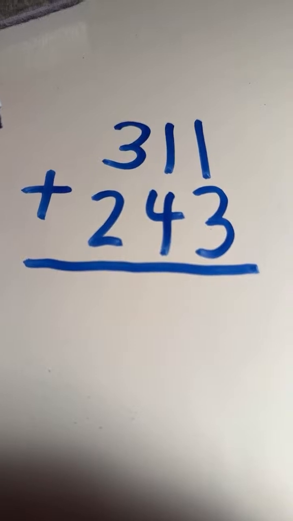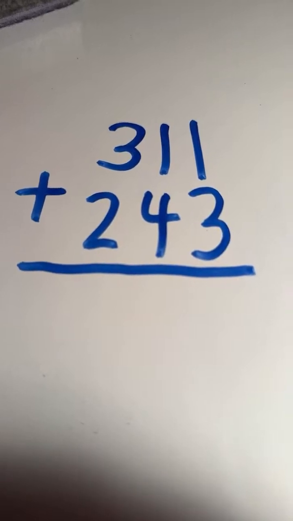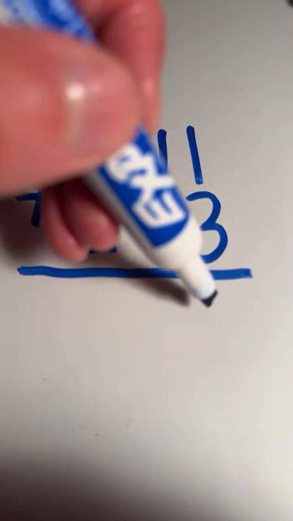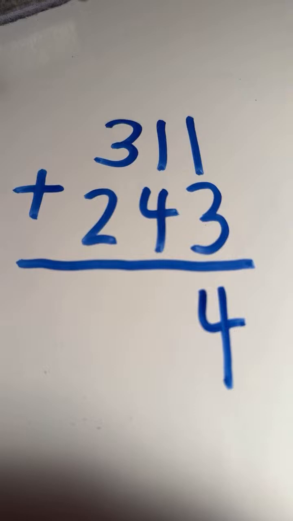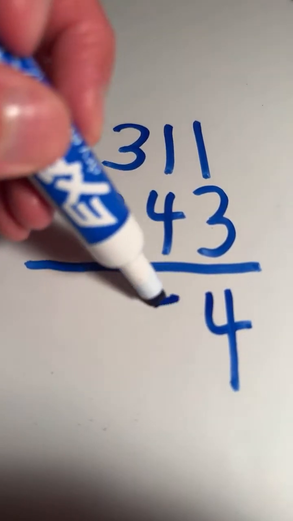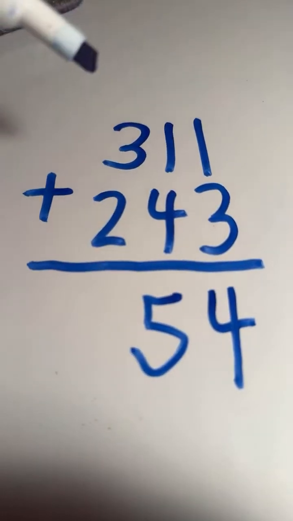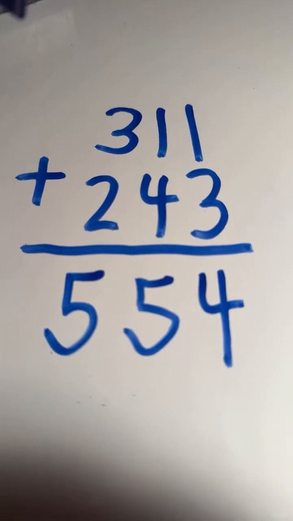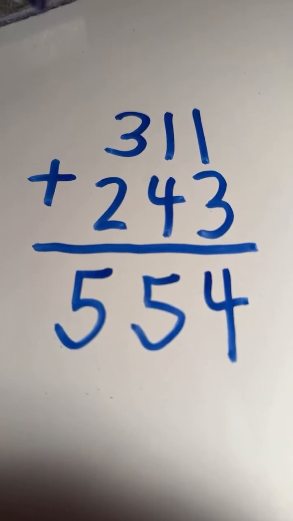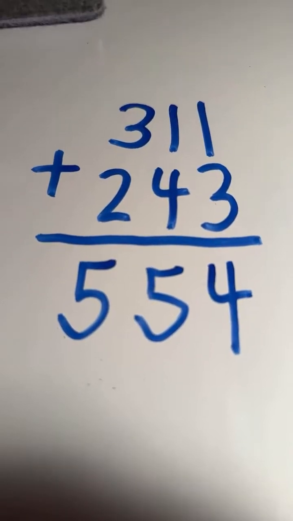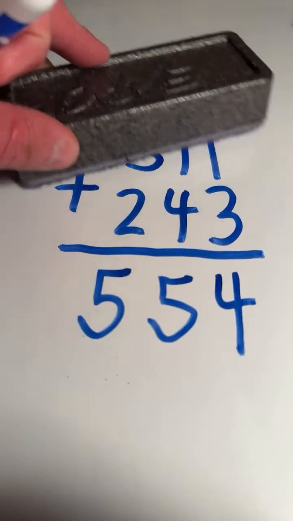So we have 311 plus 243. So we start in the ones place. 1 plus 3 equals 4. No regrouping needed because our sum's less than 10. 1 plus 4 equals 5. No regrouping needed in the tens place also. 3 plus 2 equals 5. And we have our final answer. 311 plus 243 equals 554. All right, we're going to do 2 more examples, and then we are going to call it a video.